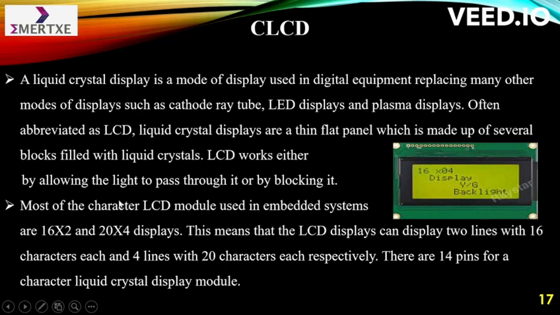Most of the LCDs used in the embedded system will be 16x2 and 20x4. Here we are using a 16x4 display, because in PICSIMLAB the microcontroller PIC16F877A will have a 16x4 display. A 16x2 display means 16 characters will be displayed on two lines, that is, 16 on one line and 16 on another line. Here we are using a 16x4 display, that is four lines, and each line will display 16 characters on it.